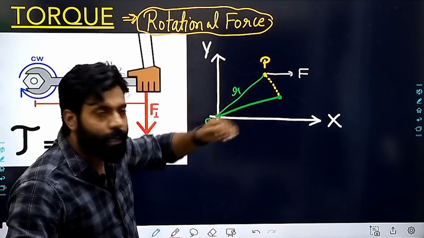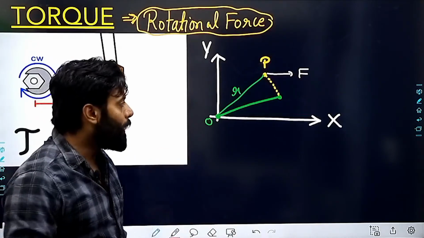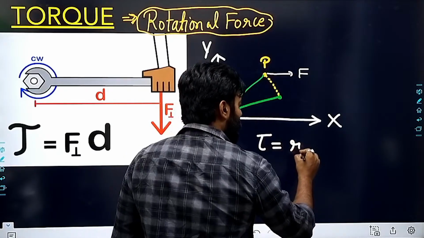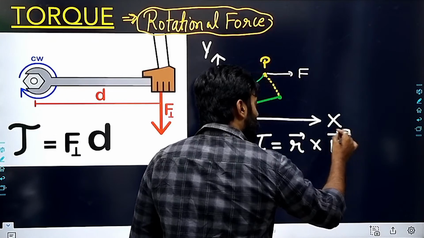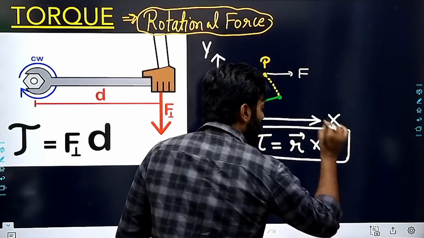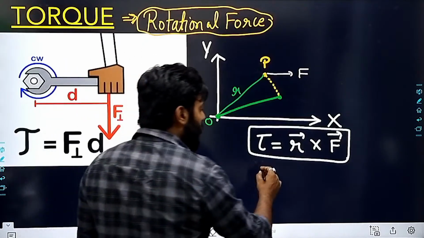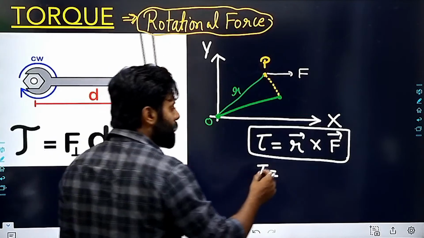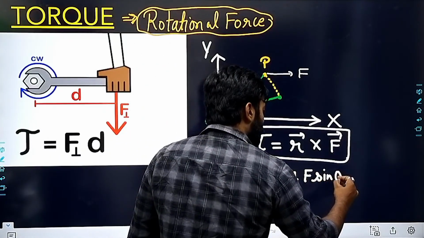So this will rotate. Now we have to calculate the rotational force, and this rotational force is torque. Torque is the cross product of R and F. And as you know, when we talk about the cross product, it will be R F sine theta.